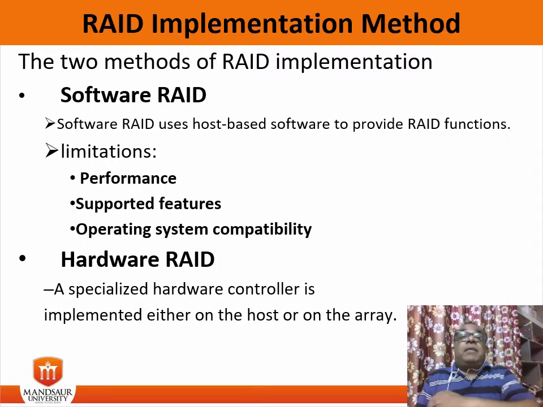The first one is the performance. Software RAID method affects the overall system performance. Why does this affect the overall system performance? This is due to additional CPU cycles, or additional CPU, being required to perform the RAID calculations. That's why the overall system performance is being affected.